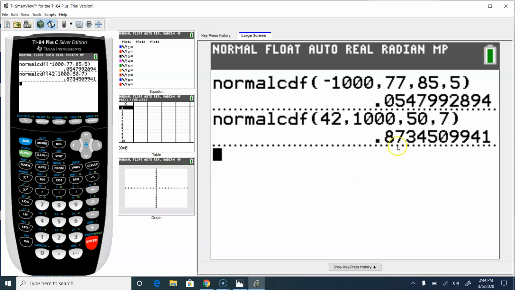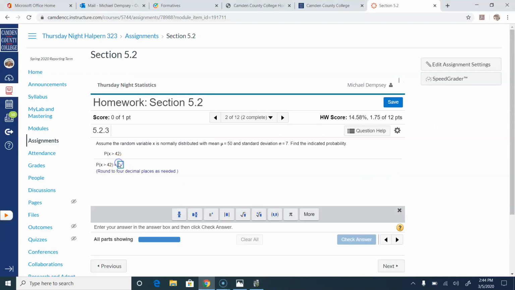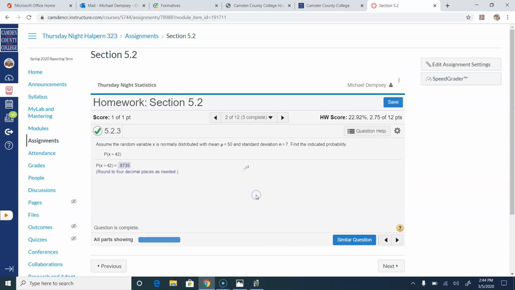So 0.873, that 4 is going to round up to a 5, right? This 5 makes that 4 go up. So 0.8735. It really is that easy.